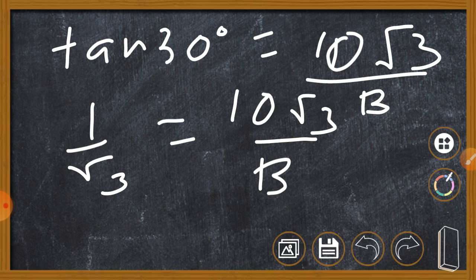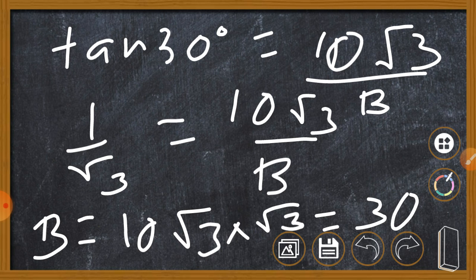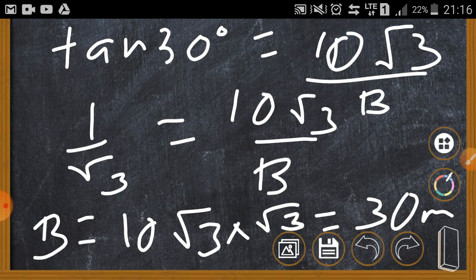Now I will cross multiply. After cross multiplying, I will get b is equal to 10 root 3 into root 3. Yes or no? Which is equal to 30. Yes. So you have your answer. Tanay is standing at a distance of 30 meter from the pole. Okay. So this is the kind of logic which you apply to solve the sums of heights and distances. Okay. So now let's get to the sums straight away.